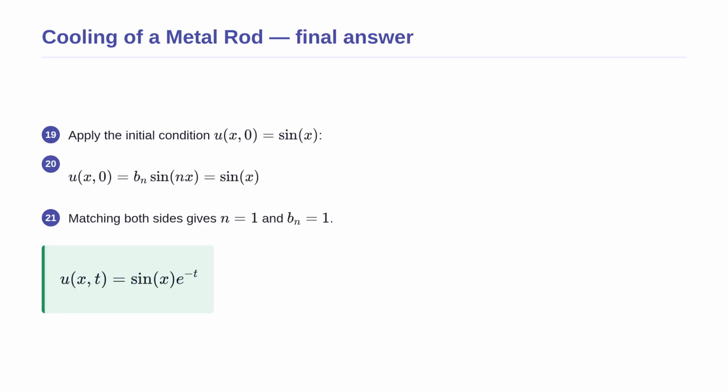Finally, we apply our initial condition to find the exact specific solution. We set time to 0, which turns the exponential term into 1. We then compare our general building block to the given initial temperature wave, sine of x. By matching the left and right sides, it is clear that n must be 1 and the constant must also be 1. This gives us our final unique solution. The sine term maintains the arch shape while the exponential term shrinks its height smoothly over time.